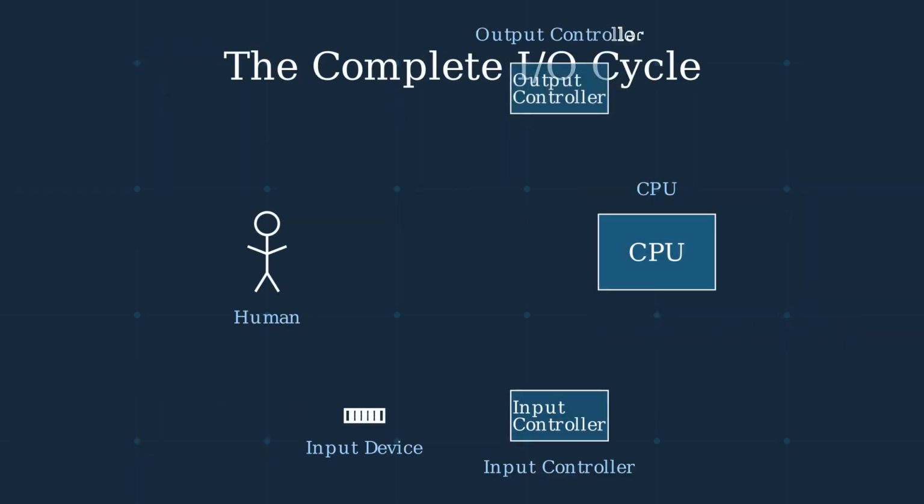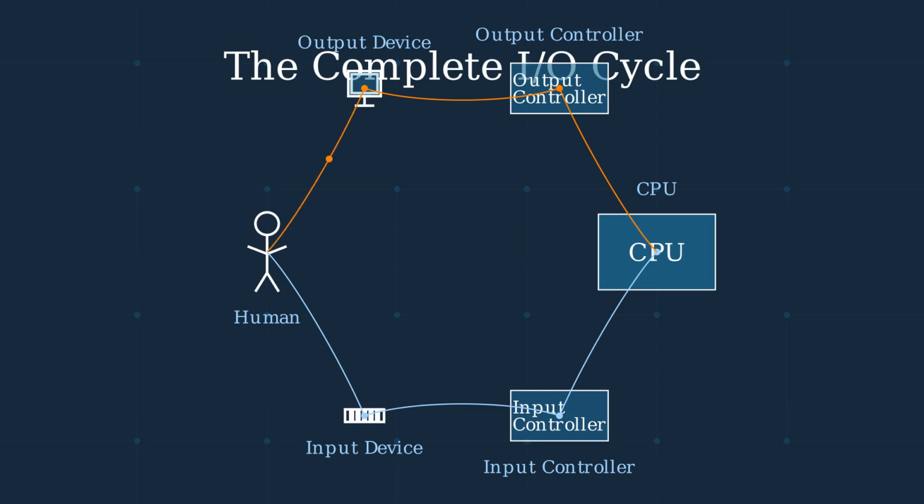Let's put everything together to see the complete input-output cycle in action. The cycle begins when a human interacts with an input device, like pressing a key on a keyboard. The input signal travels through the input controller, which converts it into a format the CPU can understand. The CPU processes the input and generates appropriate output data. The output data passes through the output controller to the appropriate output device, like a monitor. Finally, the output device presents the information in a form the human can understand, completing the I/O cycle. This continuous cycle of input and output operations allows for seamless interaction between humans and computers.